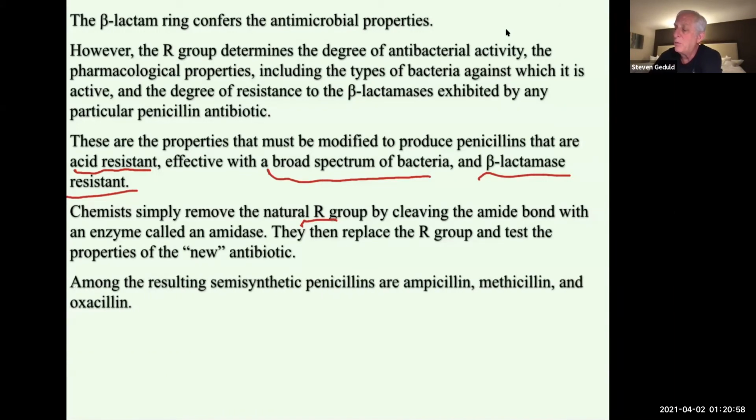The resulting semi-synthetic penicillins include ampicillin, methicillin, and oxacillin. All we're doing is replacing that R group. We're keeping the biologically active portion the same, and replacing the natural R group to give us different things that we can use to our advantage.